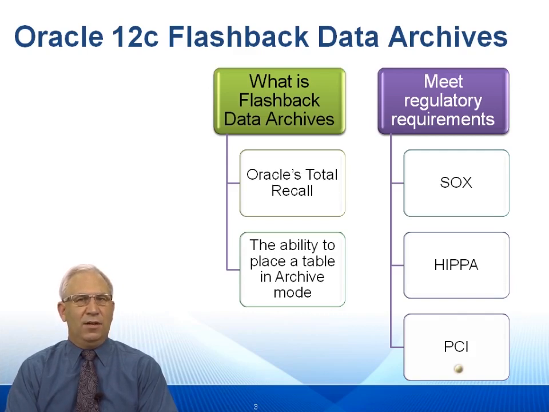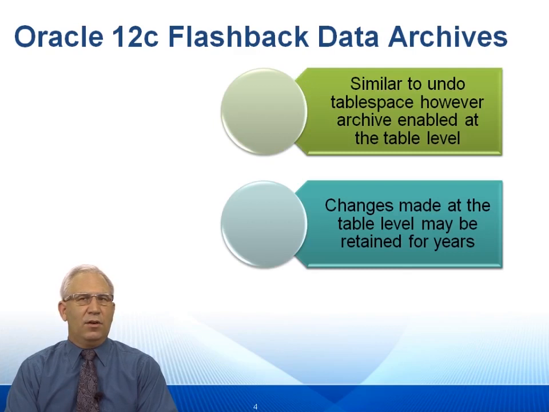Now, with Flashback Data Archives, we can create an archive, place it in a table space, assign that table to the archive, and then all changes against that table will be tracked. The Flashback Data Archive really needs two main components. First of all, you need a table space. This will be similar to the undo table space. However, the archive is going to be enabled at the table level.